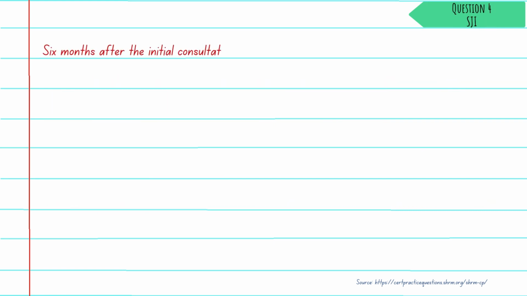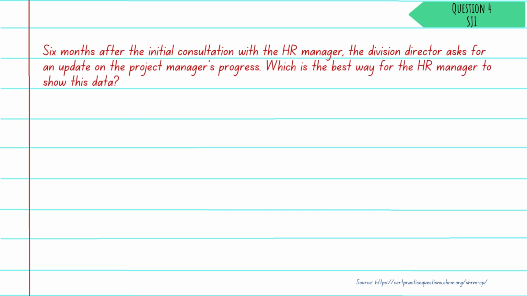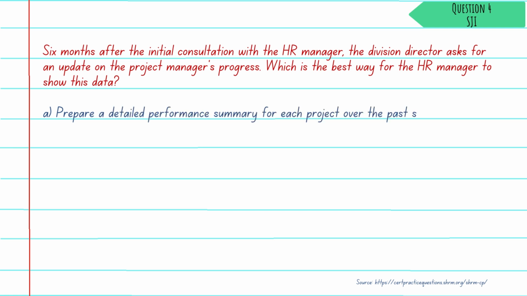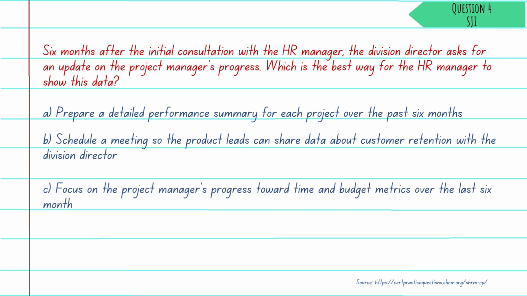6 months after the initial consultation with the HR manager, the division director asks for an update on the project manager's progress. Which is the best way for the HR manager to show this data? A. Prepare a detailed performance summary for each project over the past 6 months. B. Schedule a meeting so the product leads can share data about customer retention with the division director. C. Focus on the project manager's progress toward time and budget metrics over the last 6 months. D. Submit a report with detailed notes from the project manager's performance meetings.